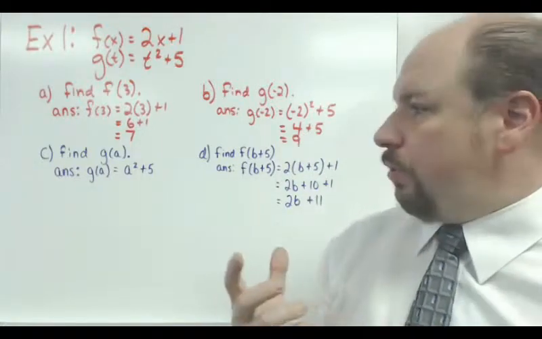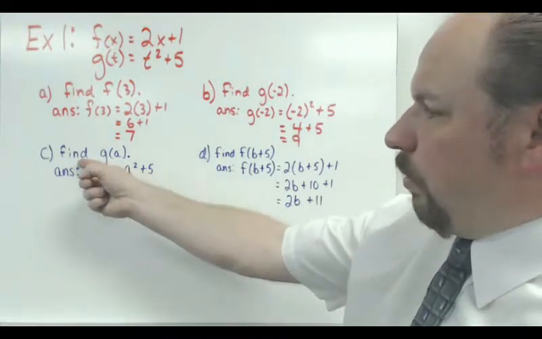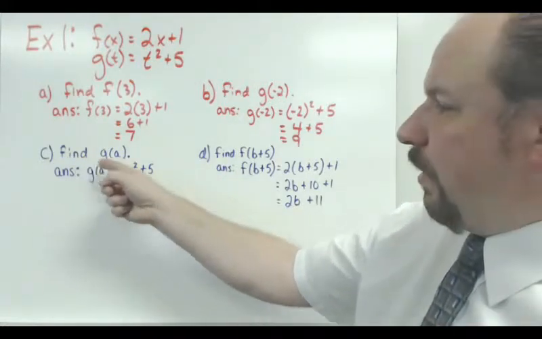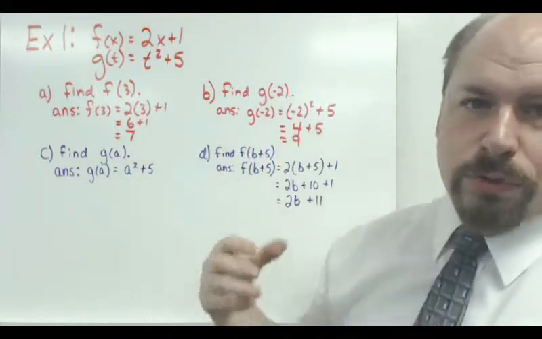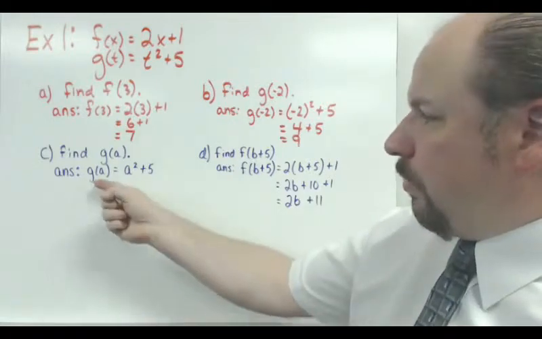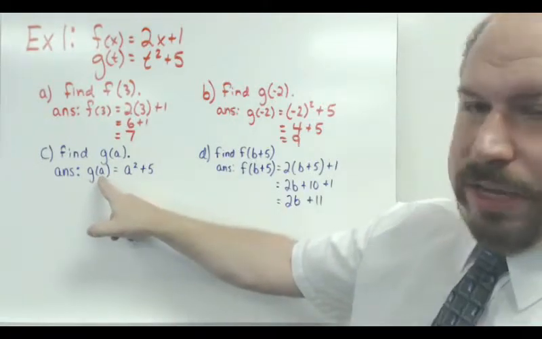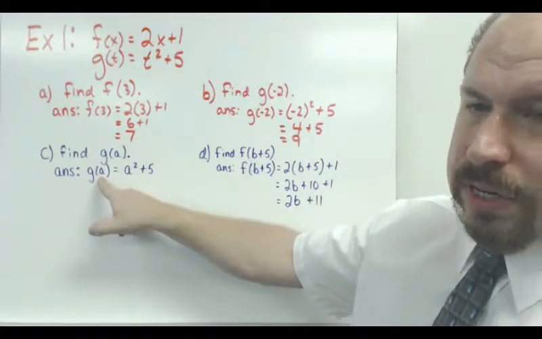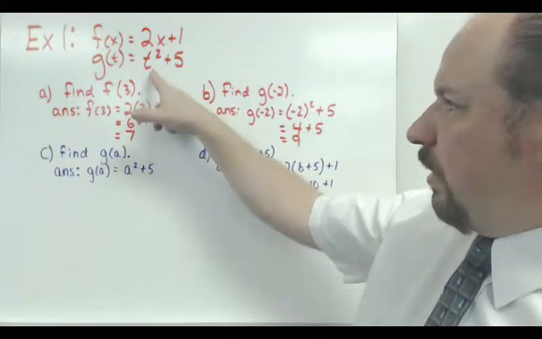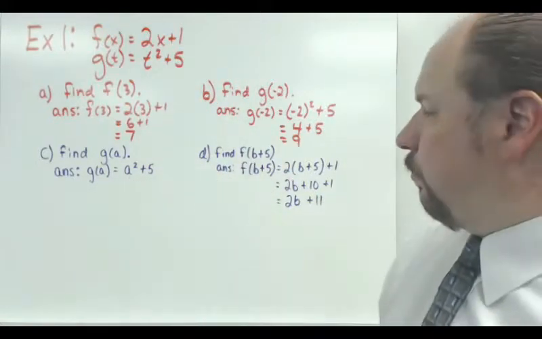Okay, it's also useful if we want to put in, say, a different variable. So here in example C, it says find g of a. So instead of finding g of negative 2 or g of some other number, we're finding g of a. So again, all this means is we're going to take our input variable and replace it with what's inside here, which is a. So instead of t squared plus 5, we now have a squared plus 5.